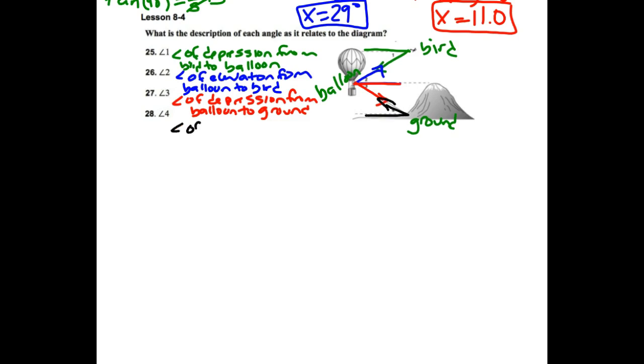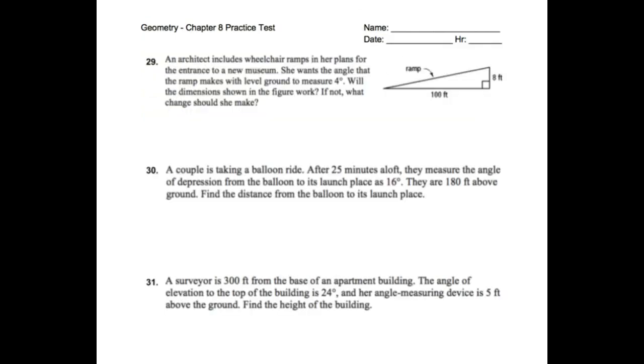And last but not least, I get angle 4, horizontal line looking up. That's an angle of elevation from ground to balloon. And now I've got that one. So once we had a good establishment of that, we then took these ideas of elevation and depression and we started doing some trig word problems.